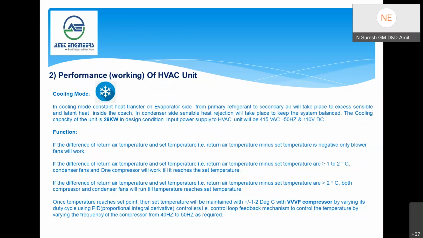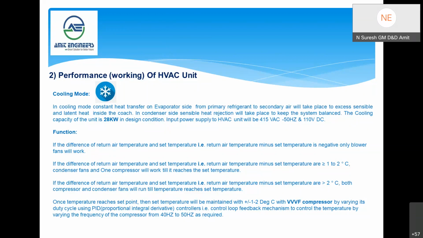Basically, in cooling mode, what is the function? We'll see here. If the difference of return air temperature and set temperature, that is, return air temperature minus set temperature, is negative, only the blower fan will work. And if the return air temperature minus the set temperature is greater than 1 or 2 degrees Celsius, then the condenser fans and compressors will work till it reaches the set temperature.